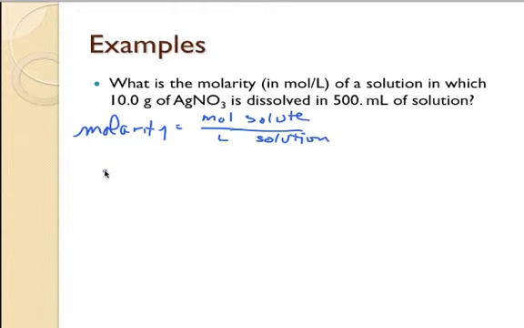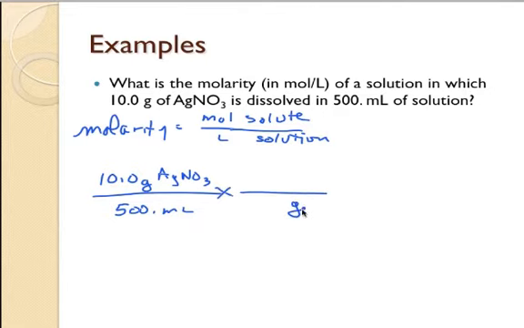Well, 10.0 grams silver nitrate. If you remember from past units, I can go from grams to moles using a molar mass. And I have 500 milliliters. So grams of silver nitrate in 1 mole of silver nitrate. The molar mass of silver nitrate, 169.88. Grams of silver nitrate go away. I'm left with the moles.